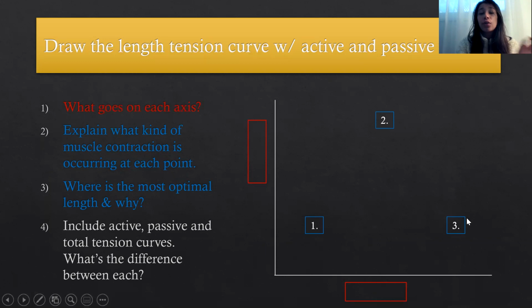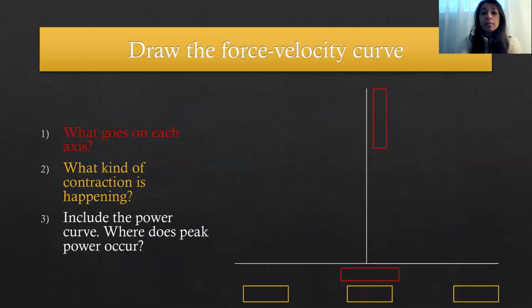But remember, when you are going through every graph, you want to look at each axis. You want to draw the actual figure, but then understand what's going on at each point. So when you draw it, you know what kind of contraction is occurring at 1, 2, and 3. And can you include the active, passive, and total tension curves and completely understand what they mean? They can get a little confusing, especially passive tension and then total tension. So see if you guys can do that on your own. Again, if you don't understand, please feel free to ask me.